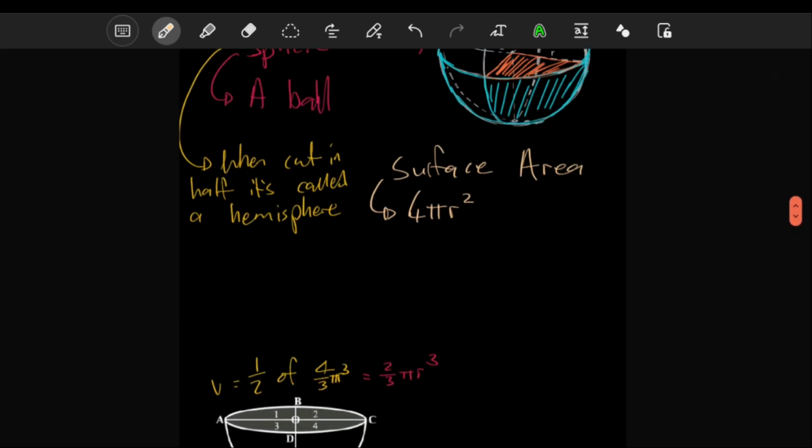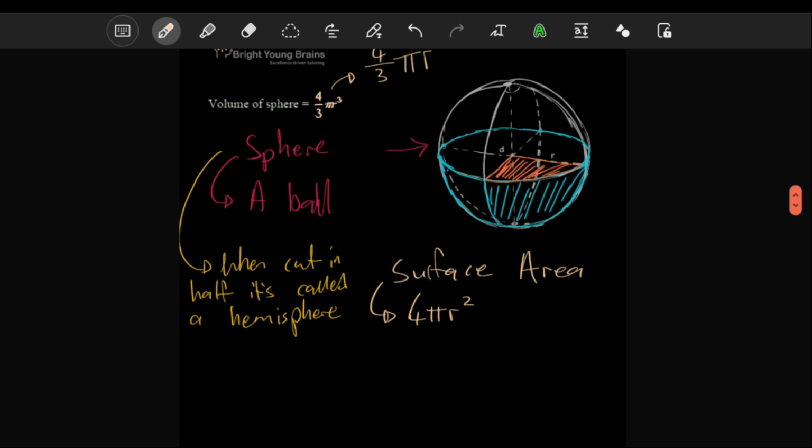Surface area you have, volume you have. There's really nothing much to say about a sphere. Just be able to work with it. And depending on shapes, when they are cut up and stuff like that, always consider that. So, yeah. Let's just move on. There's really not much to say here.